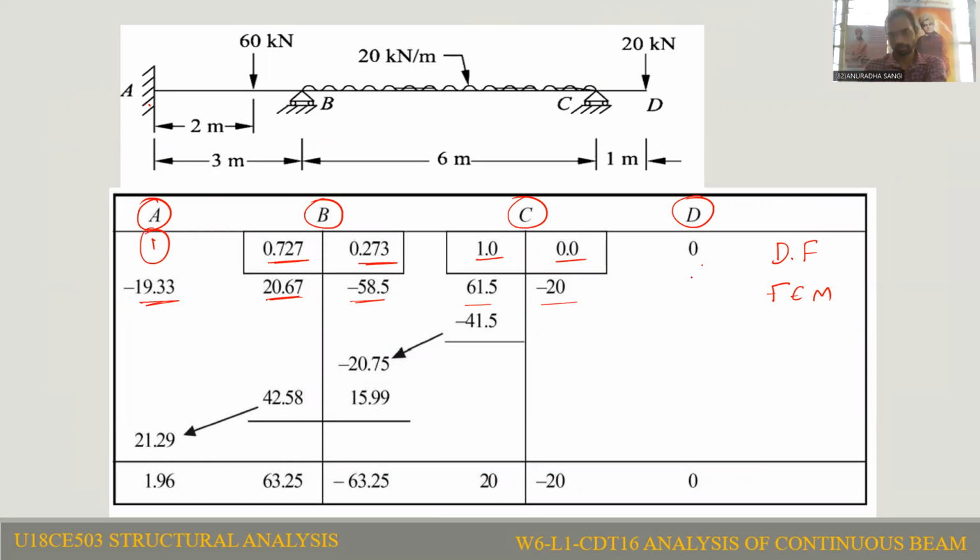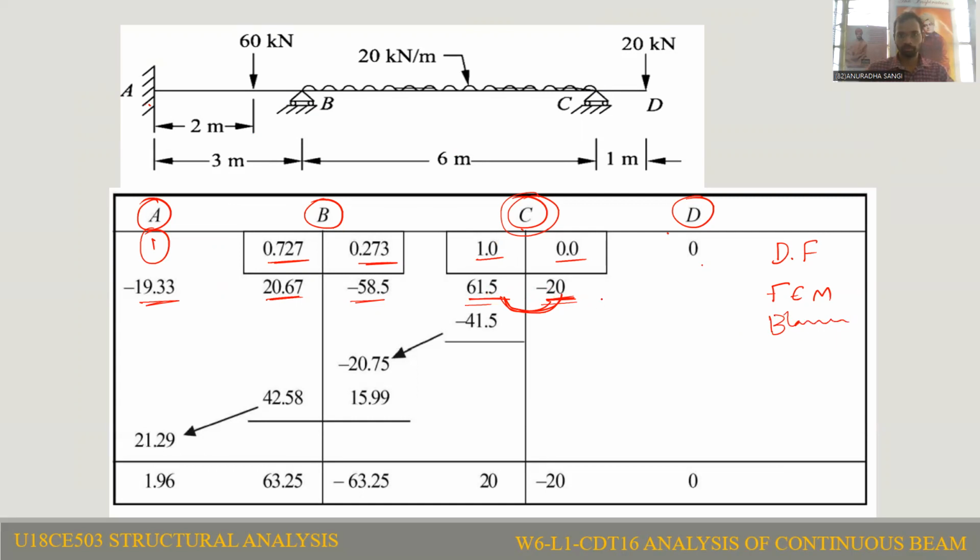So now coming to this, here we have some unbalanced moment. If you see the CD member, at joint C, at CD minus 20 kilonewton is there. At CB 61.5 kilonewton is there. So there is some unbalanced moment, so we need to calculate the unbalanced moment. The unbalanced moment is plus 41.5, that we need to balance.